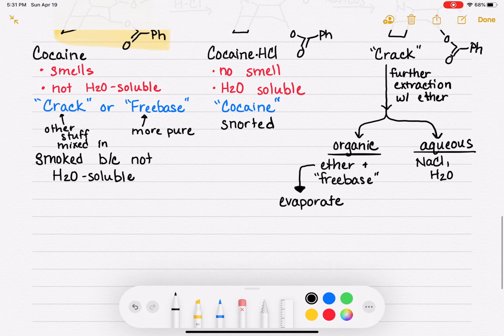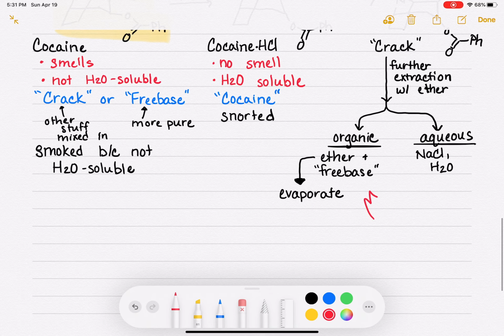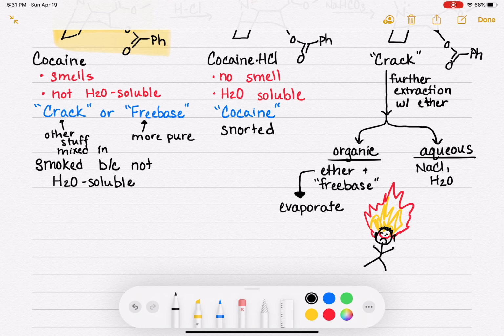But ether is super flammable. So if you start smoking your free base too soon, you can end up with a bit of a problem. This is a sad person on fire. Make sure you always dry your cocaine. Give it plenty of time for the ether to evaporate.